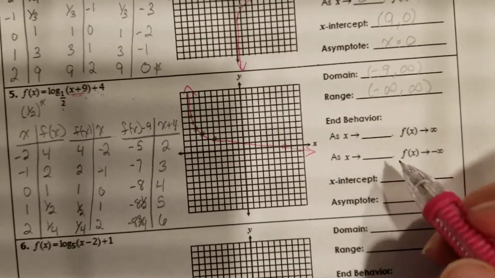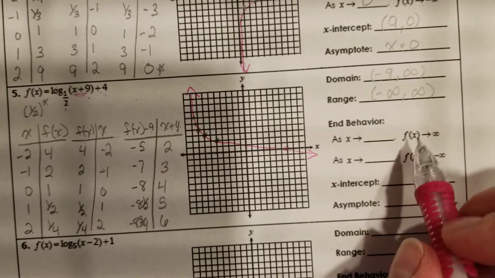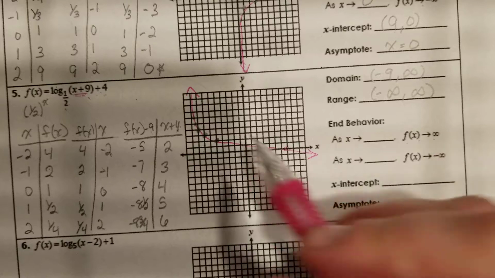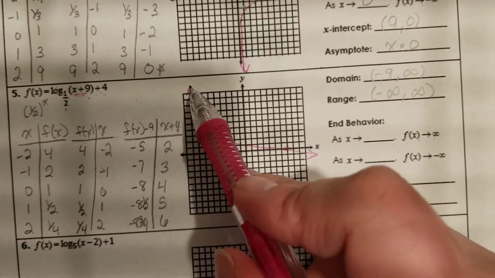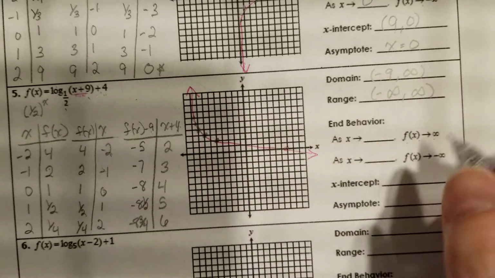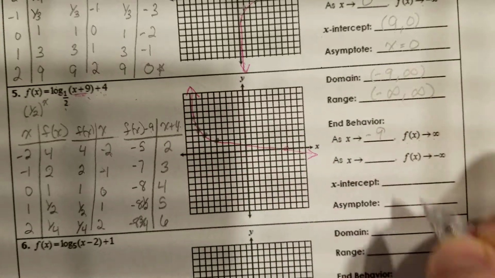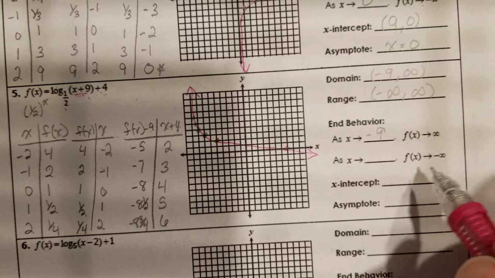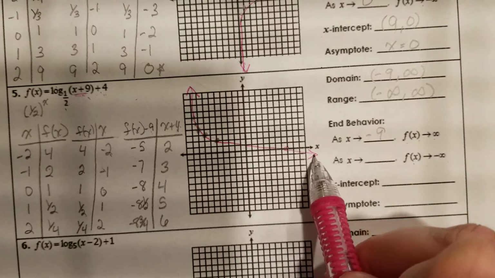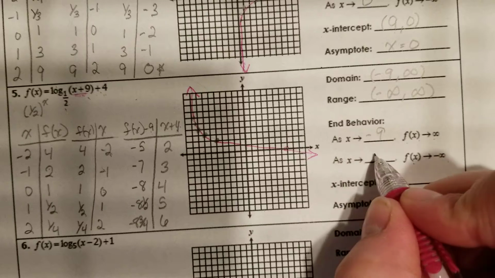Alright. Now, this is where we're going to change some things. So, as f of x approaches positive infinity, so as our graph goes up, x is going closer and closer to now negative 9. So negative 9 is going here this time. And now as f of x approaches negative infinity, so we're going this direction, it's going towards the positive x's.